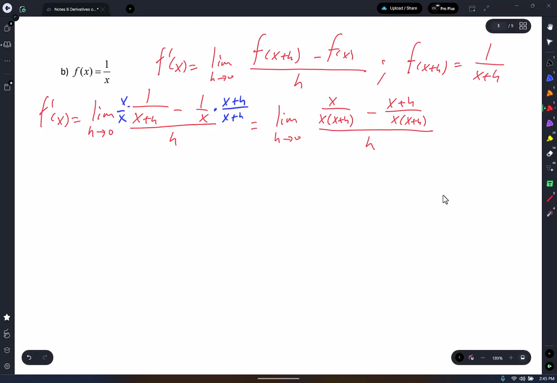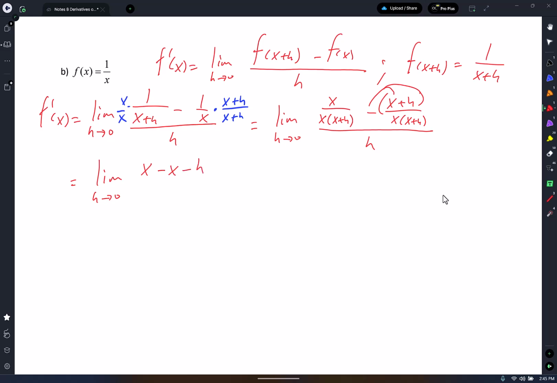I'm going to keep change flip. I'm going to keep this. I'm going to distribute the negative. See? Limit as h approaches 0, x minus x minus h. Don't forget to distribute that negative over x parenthesis x plus h. Close it, h. Does everyone know how I got that h there? I did keep change flip, guys. This is like h over 1, so times 1 over h, and that h is going to go to the denominator and the numerator, if that makes sense.